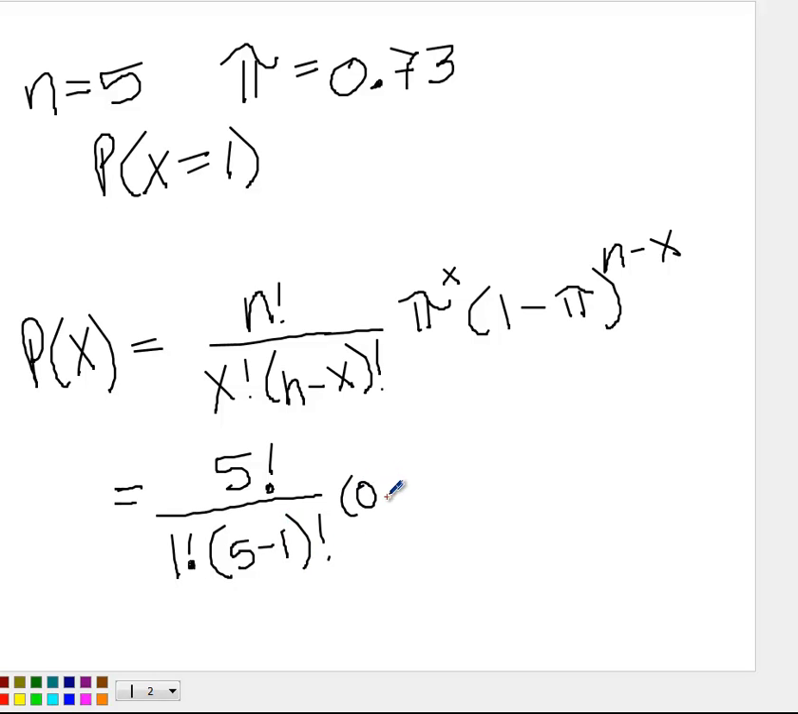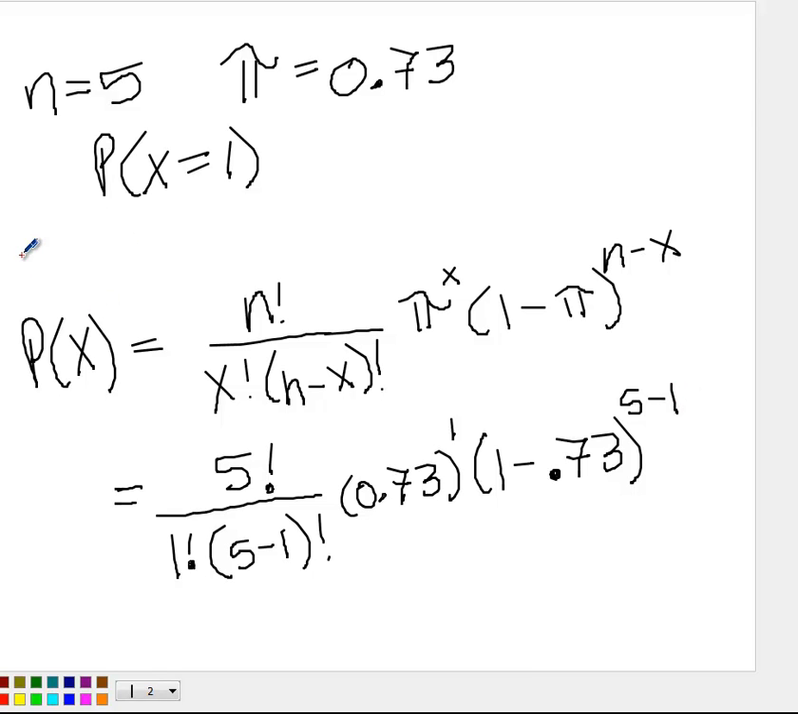This is 0.73, and we're going to raise that to the first power. And then you have 1 minus 0.73. And you're going to raise that to the 5 minus 1 power.